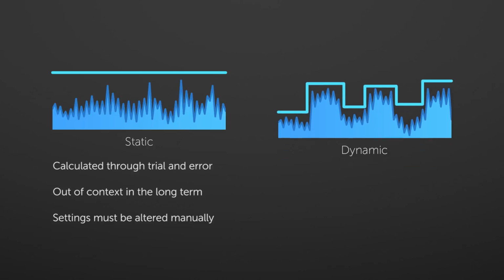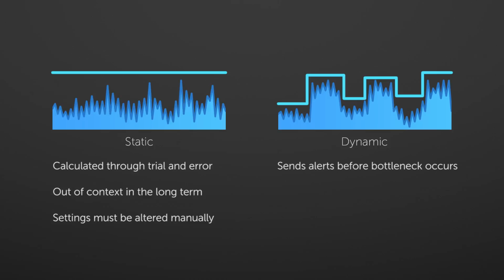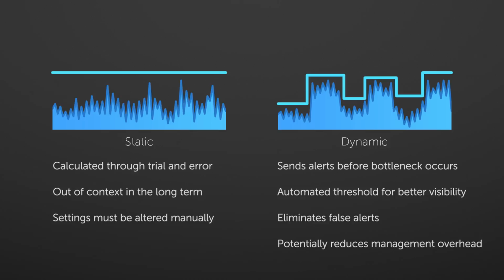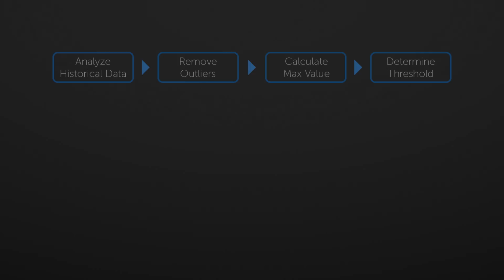Dynamic thresholds adapt to your environment and proactively send alerts before the performance bottleneck occurs. With the automation of the threshold setting, you gain better visibility into your environment and performance trend patterns. Automation of the threshold calculation eliminates false alerts and reduces the number of alerts that are required to investigate, which might otherwise become a management overhead.